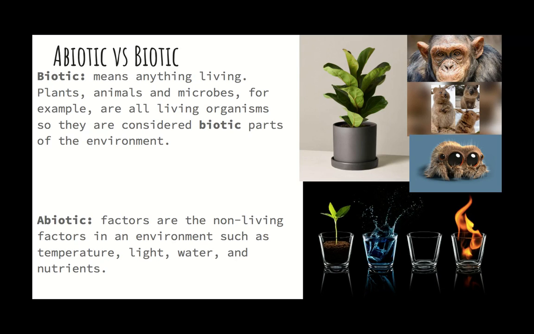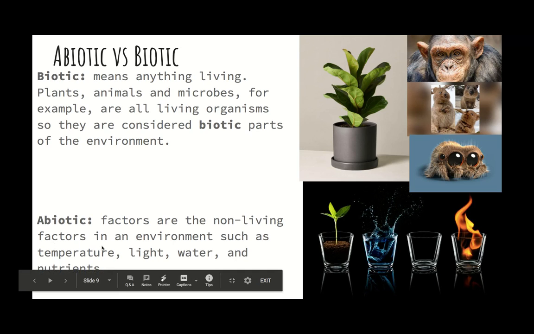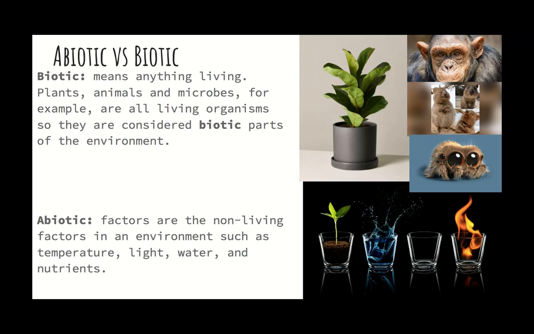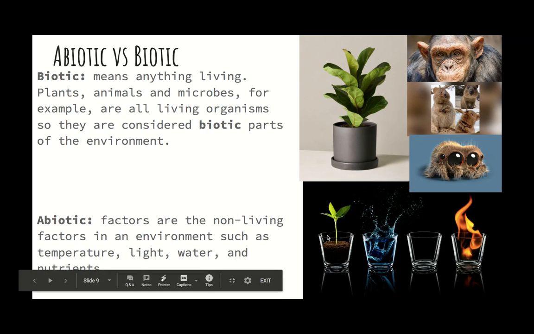Now, abiotic. Abiotic are factors that are non-living factors in the environment or ecosystems that we're talking about. Like temperature, is it hot or cold? That's not living. Light, water, and nutrients in the soil. Those are things that are not living, that help an ecosystem thrive or live. So if you look at this picture, we have some examples over here.